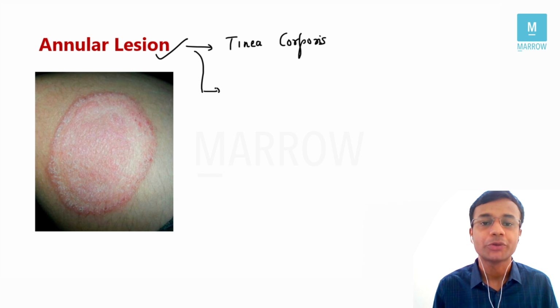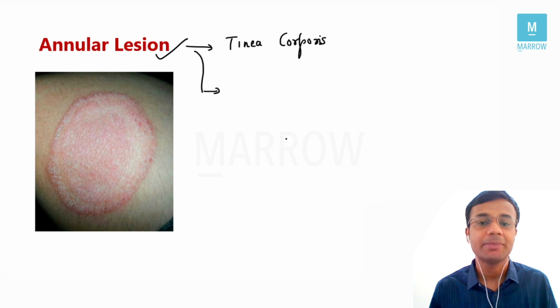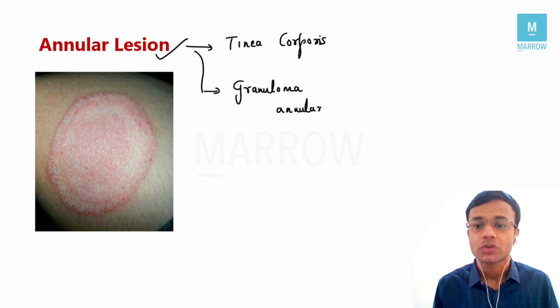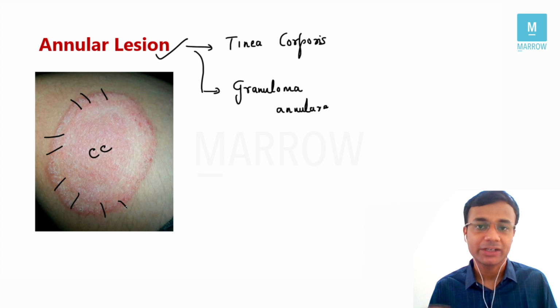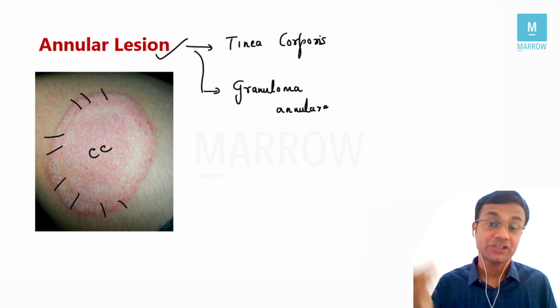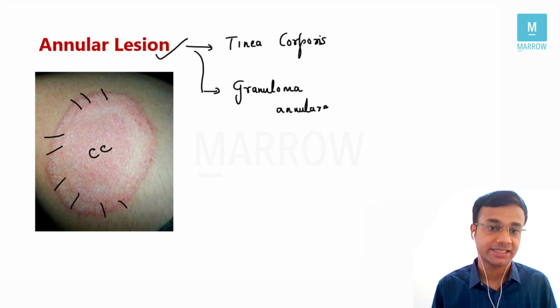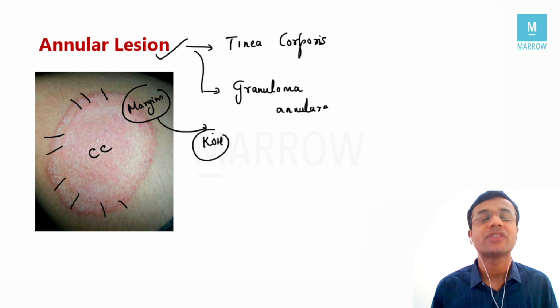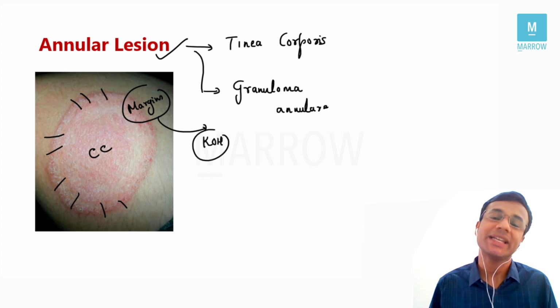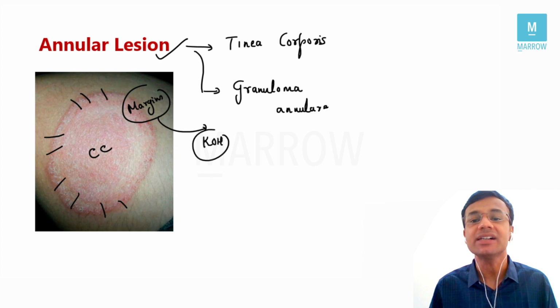Another important example to remember, especially in association with diabetes, is granuloma annulare. So here you can see that there is central clearing, and the periphery shows a scaly margin. That is why when we do a potassium hydroxide mount in a patient with tinea, we should always take the scraping from the margins, because that is where the fungus lies. It moves outside. That's why it's important to know that the margin is active in an annular lesion.